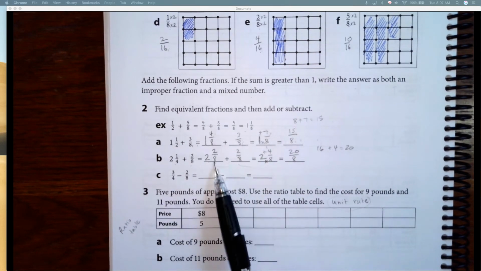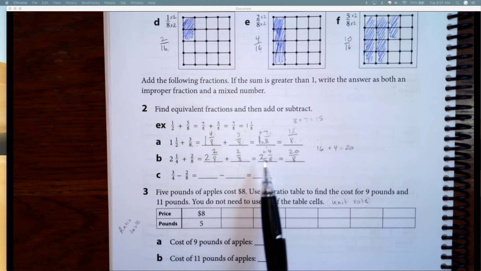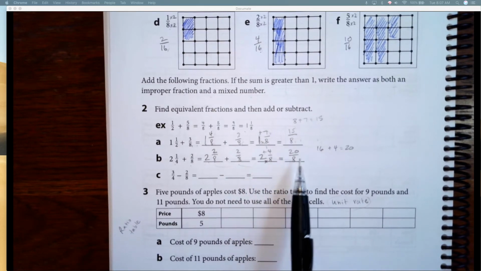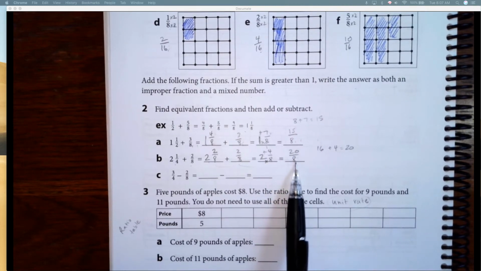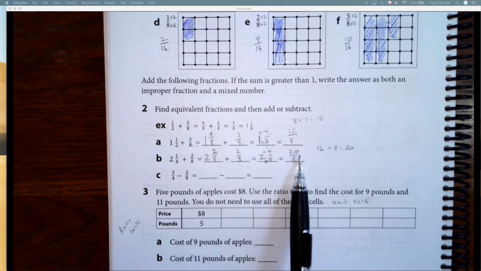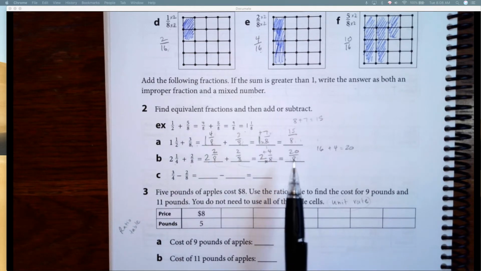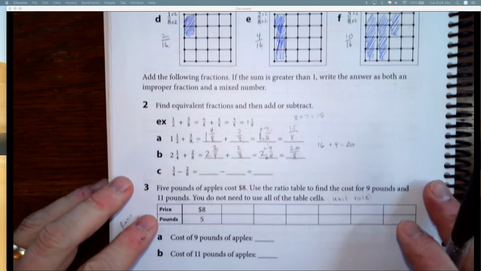And the denominator always stays the same. Eighths stays the same no matter what your fraction looks like. So 2 4/8, or 2 1/2, is the same as 20/8. Okay. So if I have a pizza that is split into eighths, equal slices, and then I have 20 of those, that's what that would mean. I have 20 of those slices.